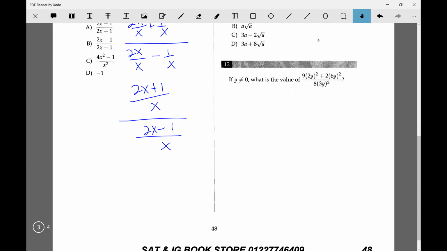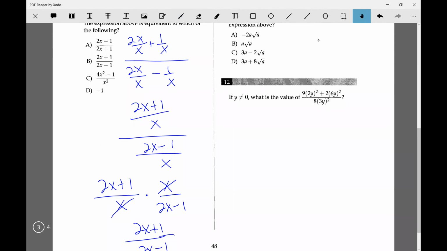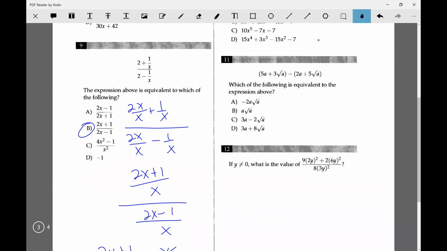If you're dividing two fractions, you multiply by the reciprocal, so that'd be (2x plus 1) over x, multiplied, and I'm going to use a dot for multiply so I don't confuse myself, by x over (2x minus 1). Here the x's cancel out, so that leaves me with (2x plus 1) over (2x minus 1), and that's the same as answer choice B.